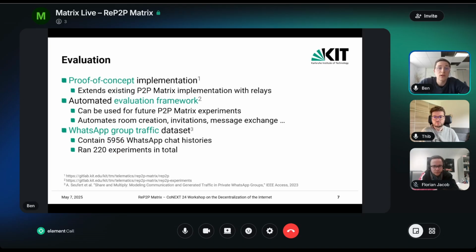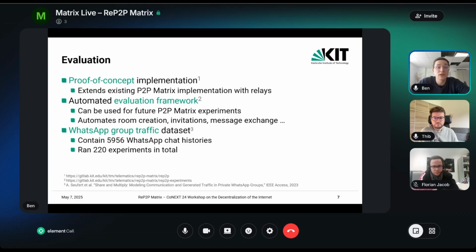We evaluated our work and implemented a proof of concept where we extended one existing peer-to-peer Matrix implementation with relays. You can see this code in our GitLab repository. And also, we implemented an automated evaluation framework, which can be used for future peer-to-peer Matrix experiments. With this evaluation framework, we can automate room creation, invitations, the exchange of messages, and build our custom scenarios where we want to evaluate our new peer-to-peer Matrix implementations with relays.